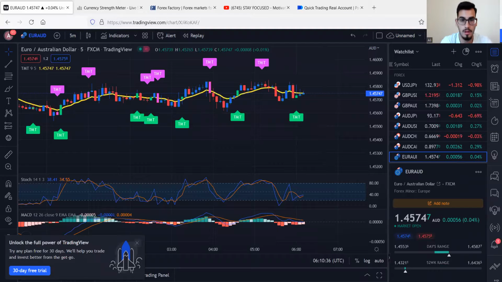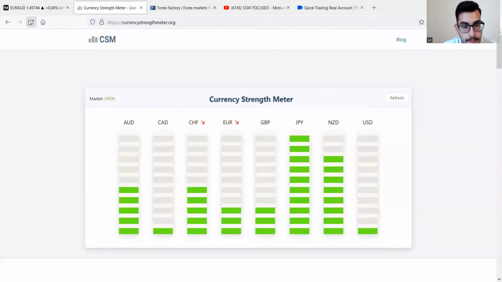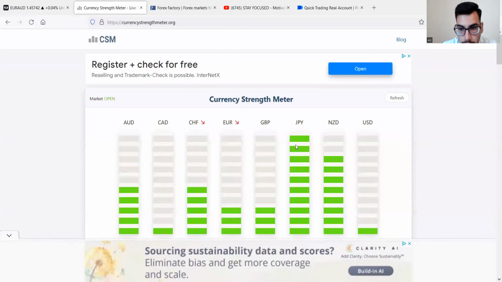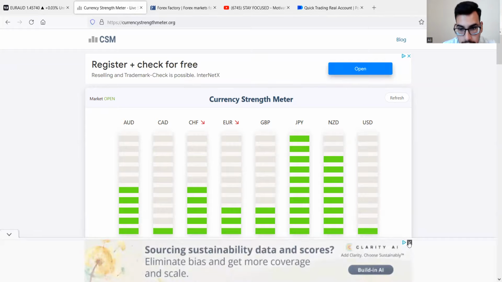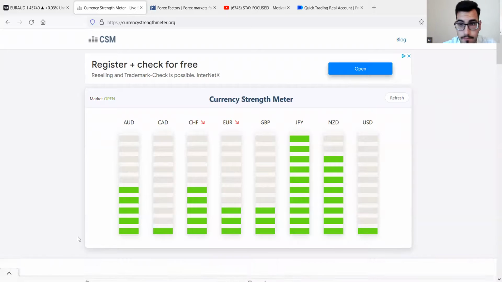Now, let's look at the currency strength meter. Today, JPY is strong, NZD is strong. So most likely we'll be looking at JPY pairs. We usually know how JPY pairs go. They go well for us, usually, but let's see how we go today. Just give me a second.